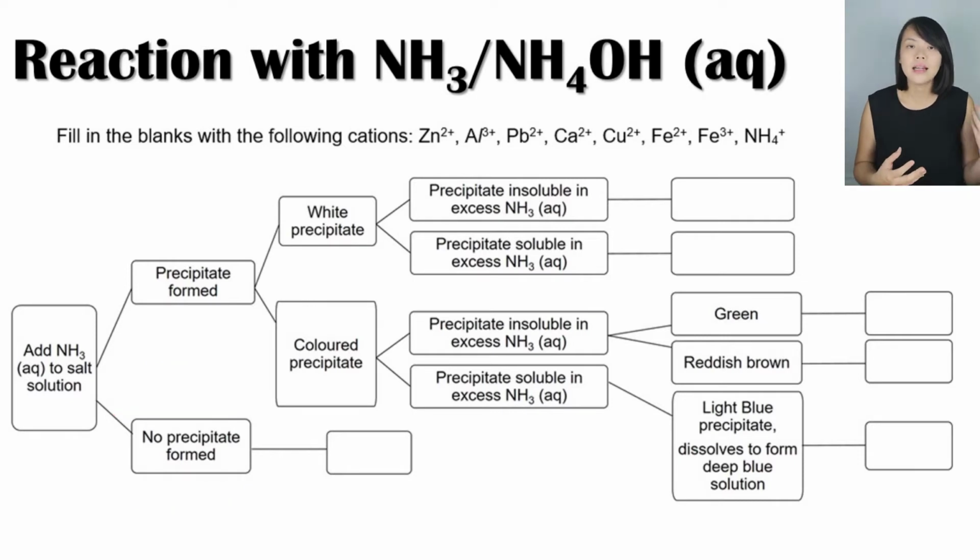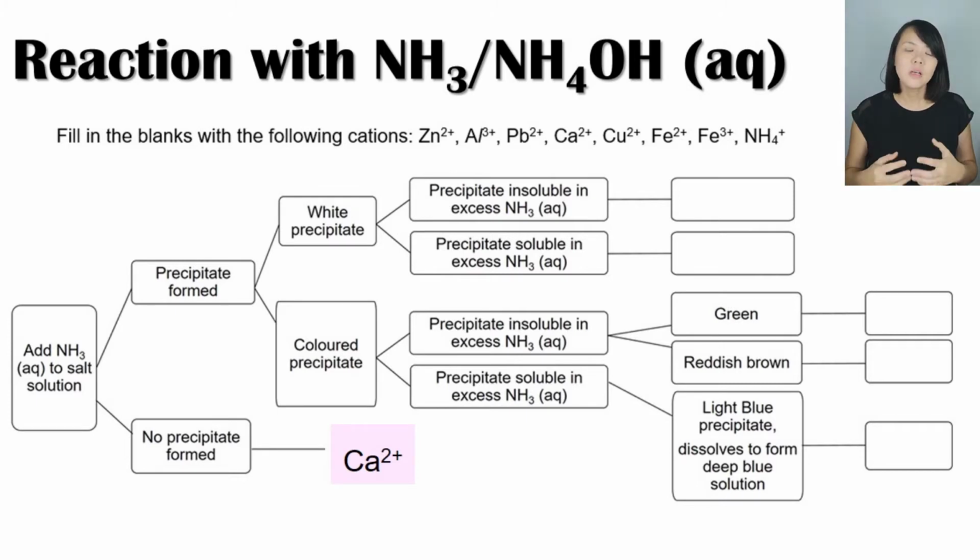So let's say we add aqueous ammonia into this solution to test for the cations and no precipitate is formed, then we can confirm that that particular cation must be calcium ion. Calcium ion does not form precipitate with aqueous ammonia. So now, why is there no precipitate when aqueous ammonia is added to the aqueous solution containing calcium ions?